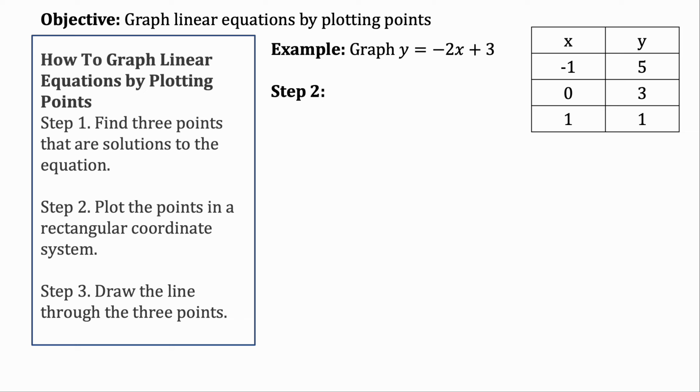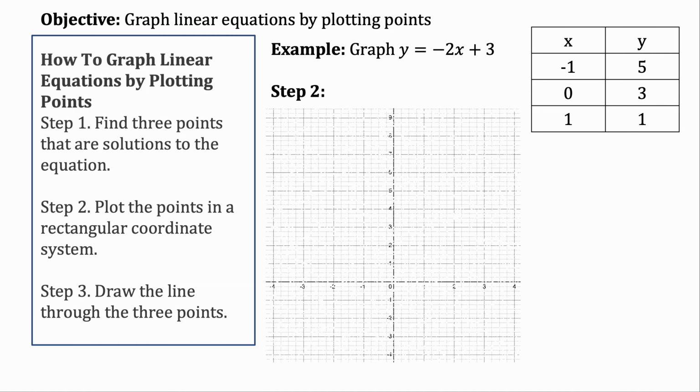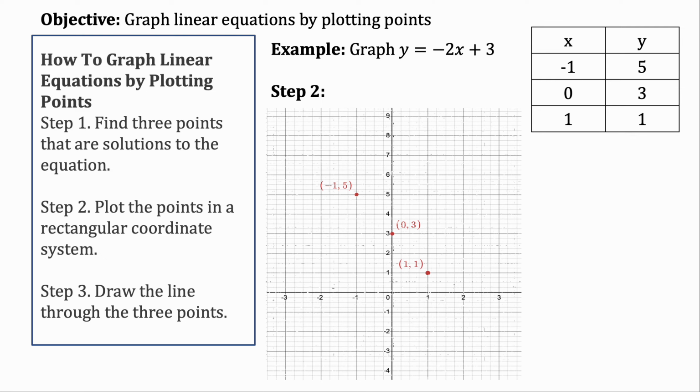And now we're going to do step 2. Now remember, step 2 is to plot those points in a rectangular coordinate system. So we just have to take our xy plane. Remember, your x goes from left to right, and then your y goes up and down. And here are those 3 points plotted.